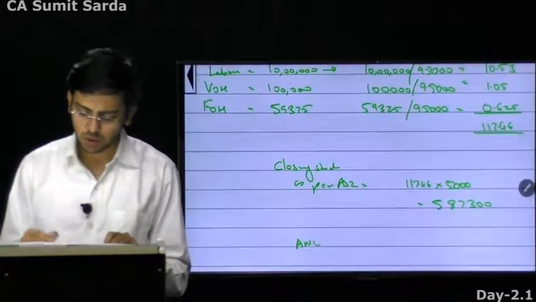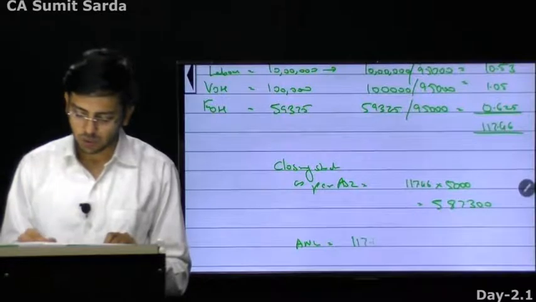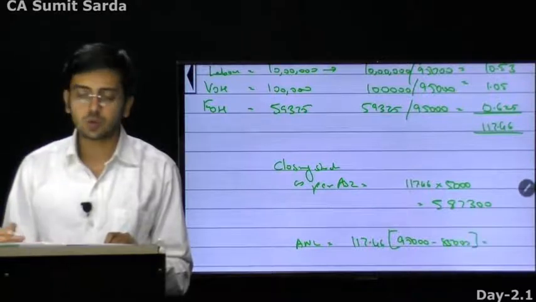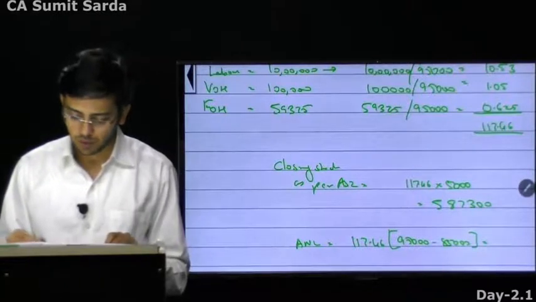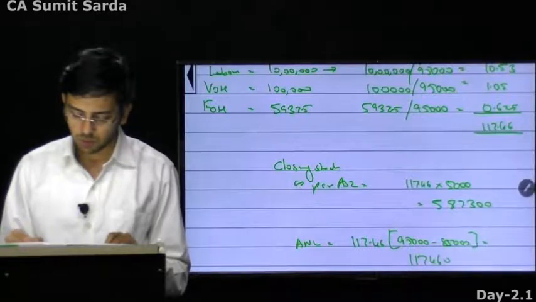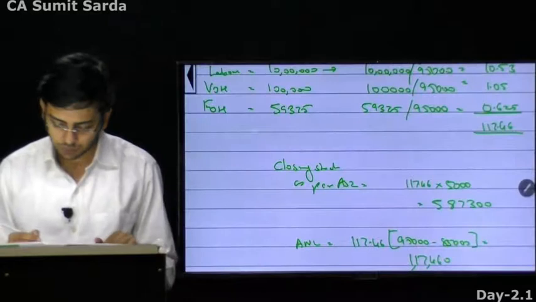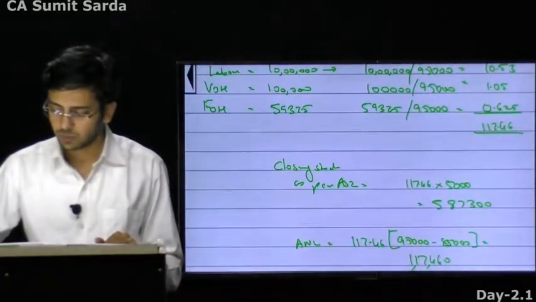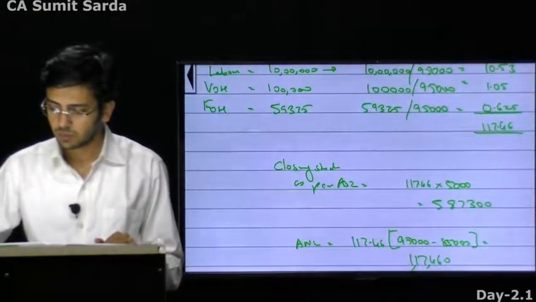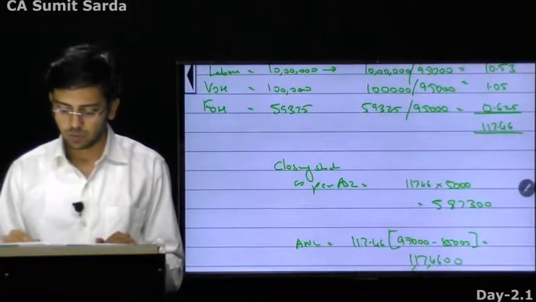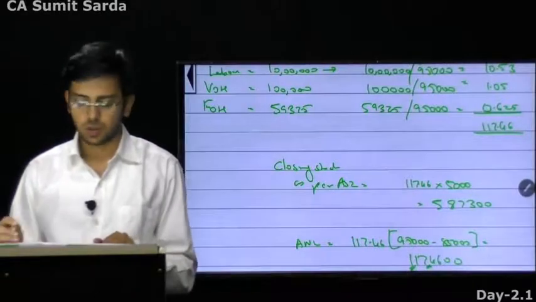Sometimes the institute asks you how much amount should be expensed off as abnormal loss. The institute does sometimes ask such questions. So it is very simple. 106.46 multiplied by 95,000 minus 85,000. We consider the 10,000 units to be the abnormal loss. So 117,460, 1174,600. Okay, so a very simple answer is to be given.